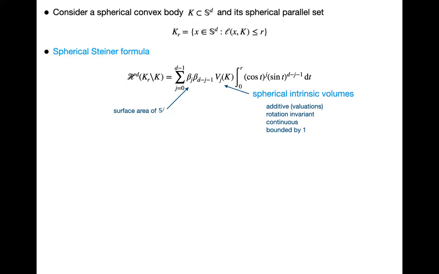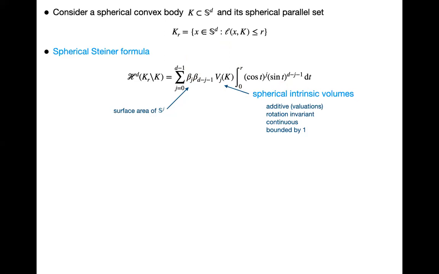So this is the set of all points on the sphere whose geodesic distance to this convex body is less than r. And then there is the spherical Steiner formula, which computes the volume of this r-neighborhood, this spherical r-parallel set of a convex body. And this can be written as a sum from j equal to 0 to d minus 1. Then there are some coefficients here. And then there is always this integral popping up.